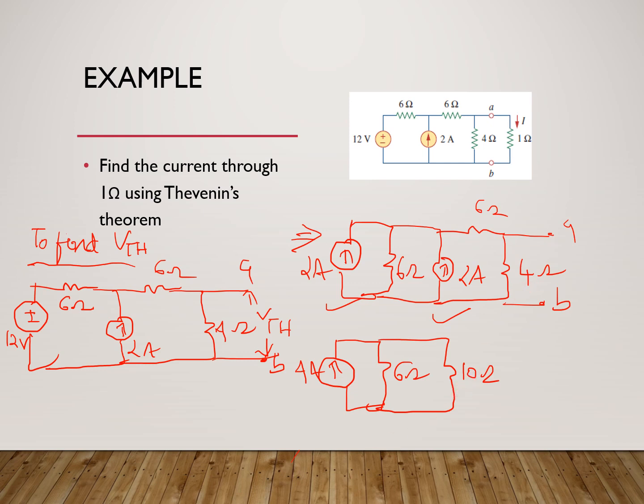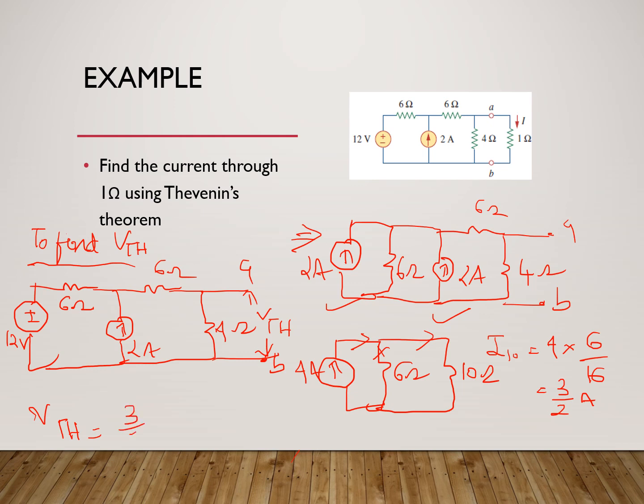And now using current division, this current will divide like this. So the total current through the 10 ohm resistance is going to be 4 into the opposite resistance, which is 6, divided by the total resistance, which gives me a current of 3 by 2 ampere. Now this current is the same current flowing through the 6 ohm and the 4 ohm, that is the 10 ohm. So the same current flows. So the voltage across the 4 ohm, which is nothing but our VAB or VTH, is found out as VTH is equal to current into resistance.